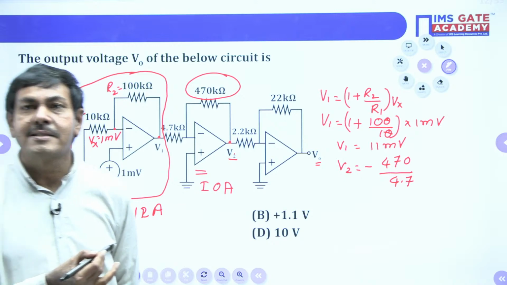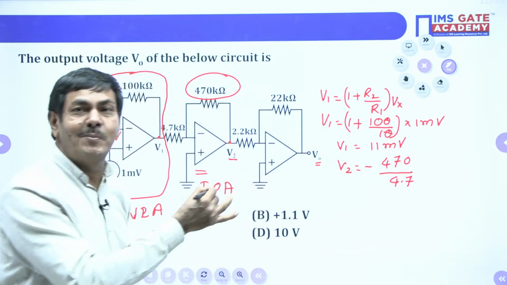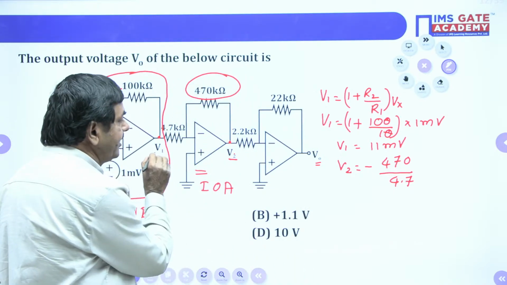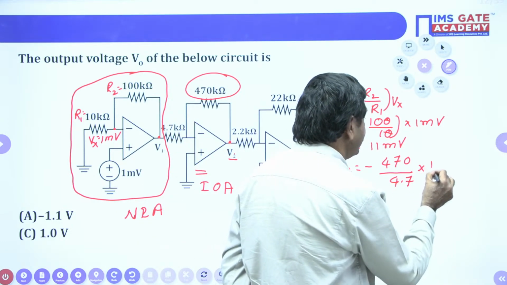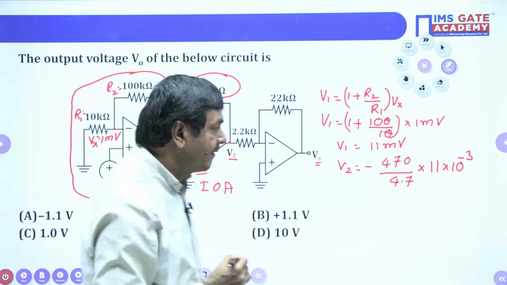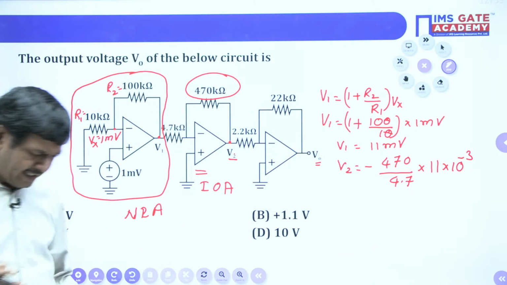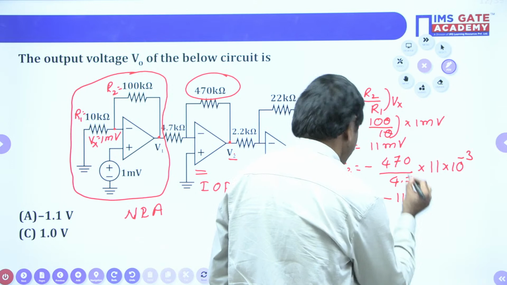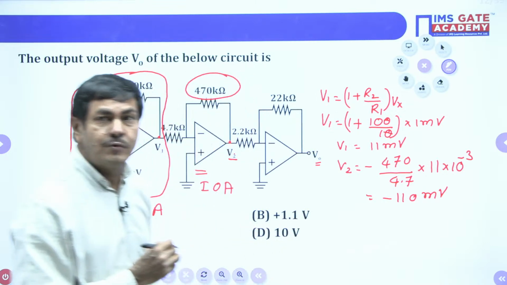Okay, we can check now. First we can do this problem. Let me complete this. V2 equals minus 470 by 4.7 into V1. What is that V1? We already got 11 millivolts. When you use the calculator, the V2 value is available: minus 110, the 10 times is cancelled. Minus 110 millivolts you will get here. That is the V2 value.